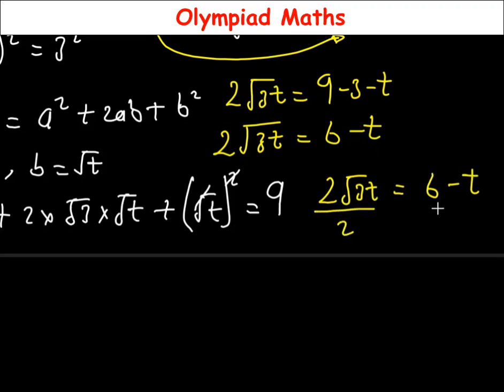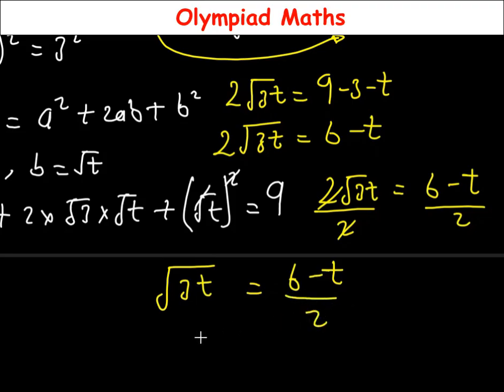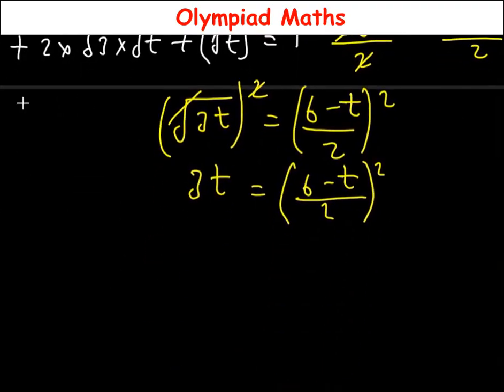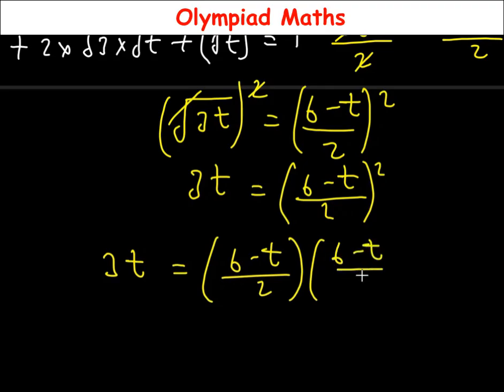So divide both sides by 2 over 2. 2 divided by 2, we have root 3t is equal to 6 minus t over 2. At this junction, the next thing is to eliminate the square root, and to do so, square both sides of the equation, so that square cancels square root, we have 3t is equal to, in brackets, 6 minus t over 2 all squared. So from here, solving this further, 3t is equal to 6 minus t over 2 all squared, which is simply 6 minus t over 2 multiplied by 6 minus t over 2.